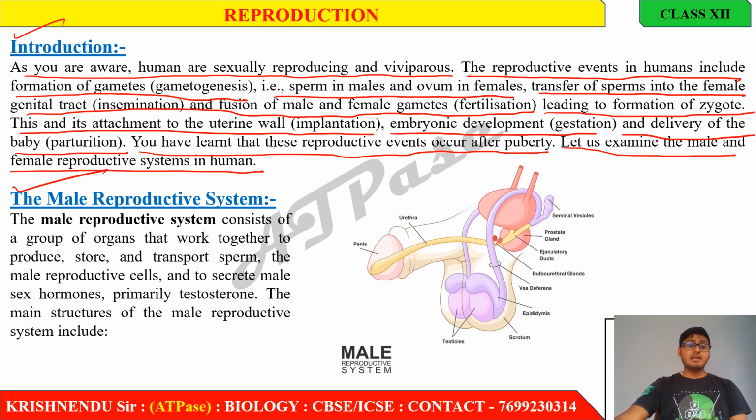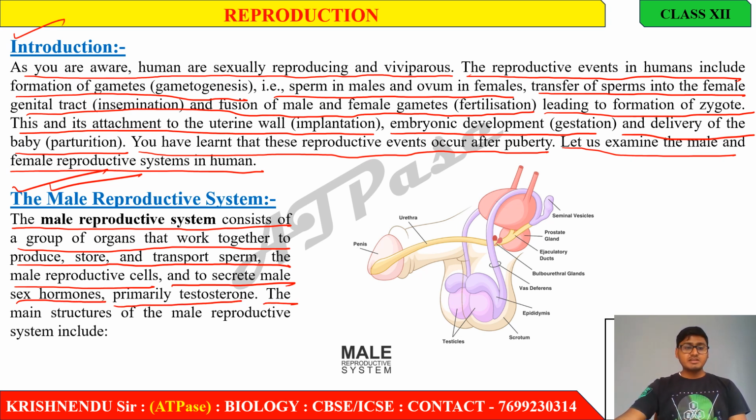Well, at first, the male reproductive system. What is the male reproductive system and what does it consist of? The male reproductive system consists of a group of organs that work together to produce, store, and transport sperm. That means the male reproductive system's main function is to produce sperm, to store sperm, and to transport sperm. What is sperm? The male reproductive cell. Okay, and to secrete the male sex hormone, that is testosterone, primarily testosterone.